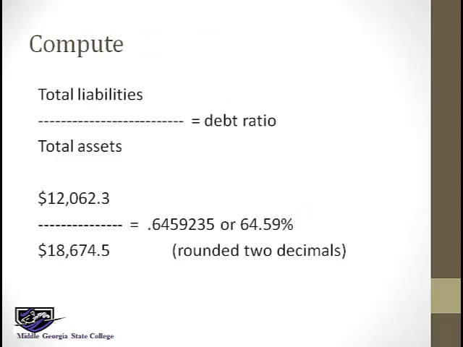And then to compute, I put the total liabilities on top and then total assets on the bottom. There we go. I picked them up. You can express it as 0.64 or 64.9%. Usually 2 decimal places is the tradition.